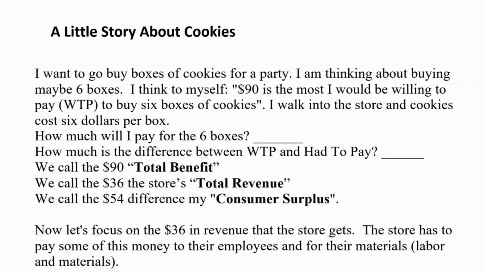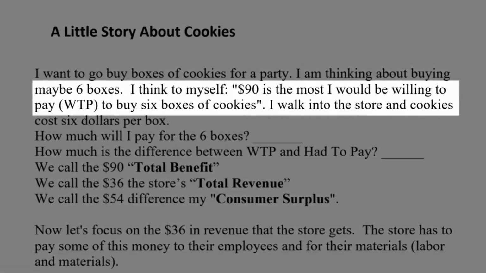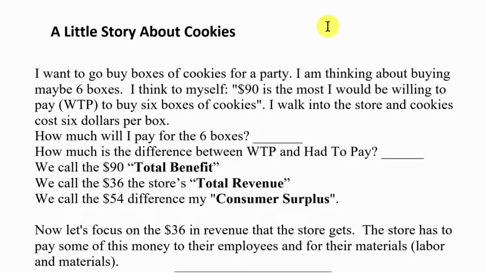Suppose I want to go to a party and I want to buy some cookies to take to this party. And I'm thinking about buying maybe 6 boxes of cookies. And I think to myself, I'm going to be buying 6 boxes of cookies. The absolute most I would be willing to pay for these cookies would be $90. Not a penny more. So if I go to the store and they had 6 boxes of cookies and somehow it's going to cost me more than $90, forget it. I'm just not going to buy them.